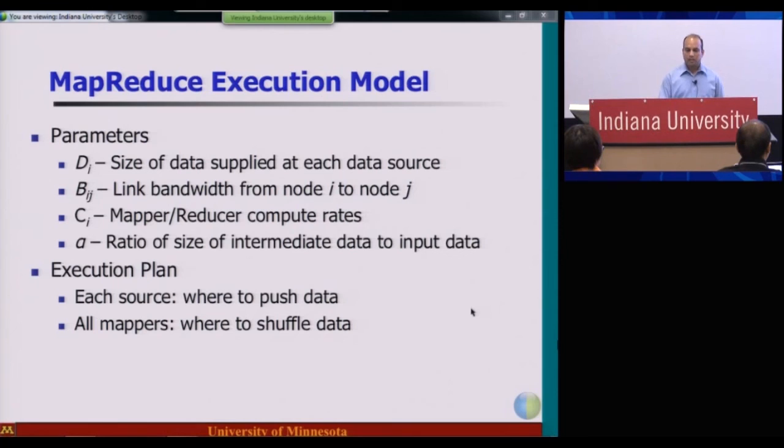So given these parameters, the model will generate an execution plan which basically will tell for each source where to push the data and for each mapper where to send its intermediate data, which reducer should execute on which intermediate data.